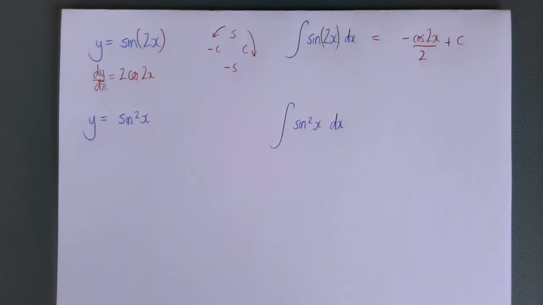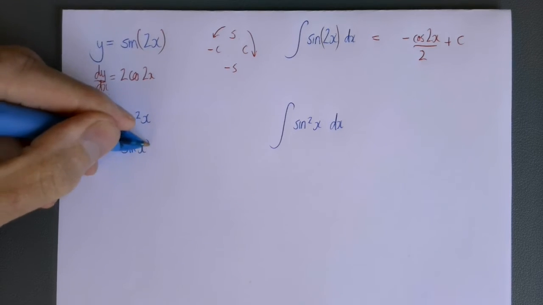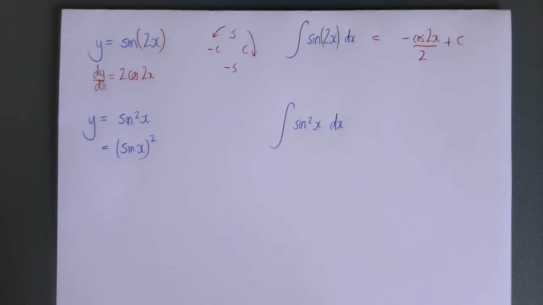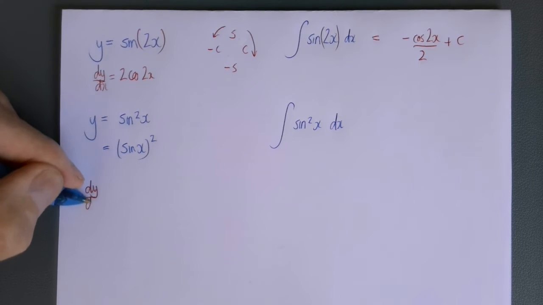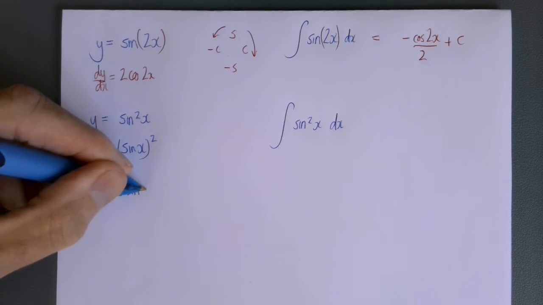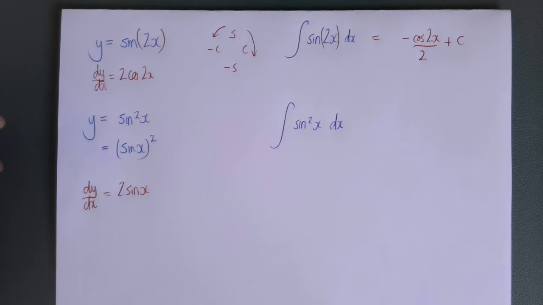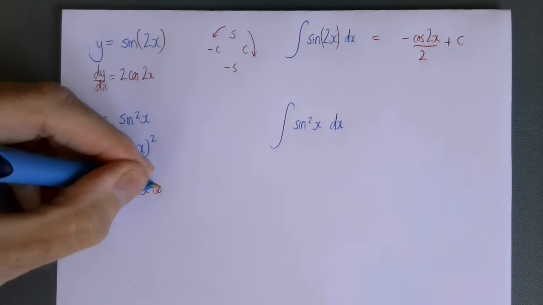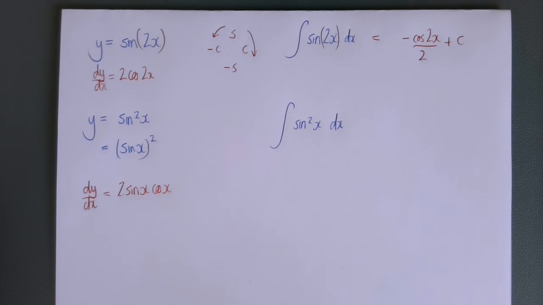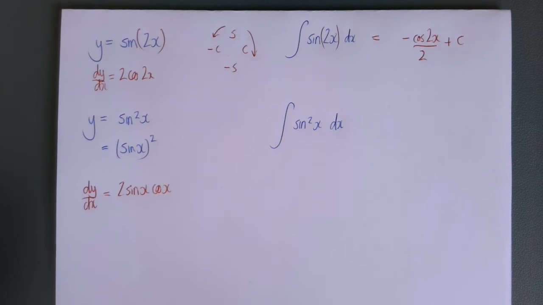I can differentiate sine squared x, so I just write it as sine x squared, and I differentiate it like a bracket. So dy by dx, I multiply by the power, reduce the power by 1, so it just becomes 2 sine x, and then I multiply by what you get when you differentiate the bracket, which is cos x, which is sine 2x, by coincidence.